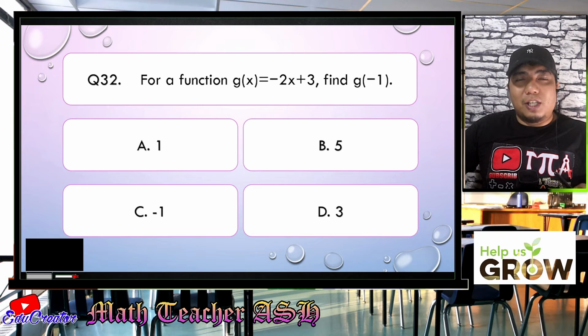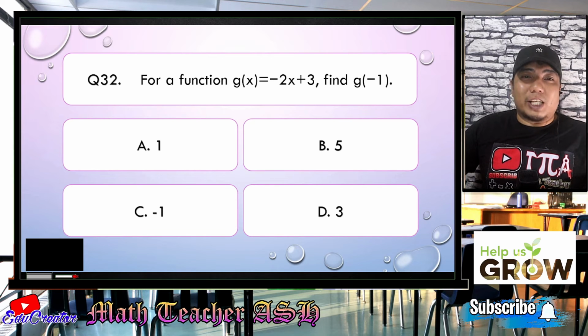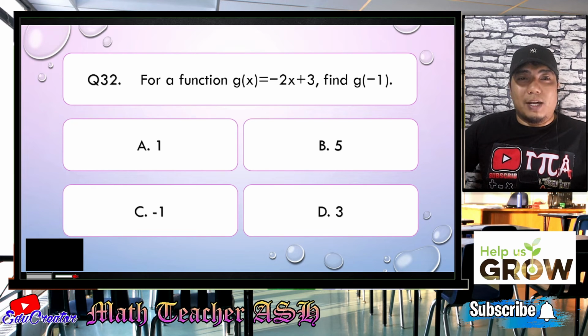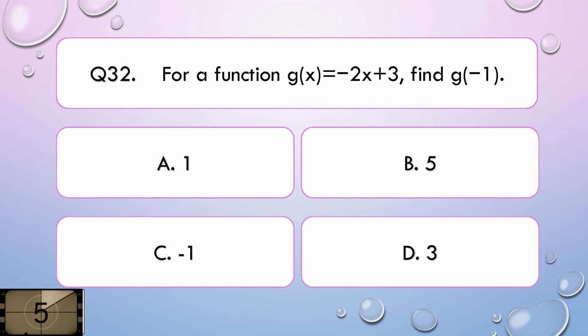For a function, g of x is equal to negative 2x plus 3, find g of negative 1. Alright, is it A, 1, B, 5, C, negative 1, or D, positive 3? I'll give you 5 seconds to think about your answer.